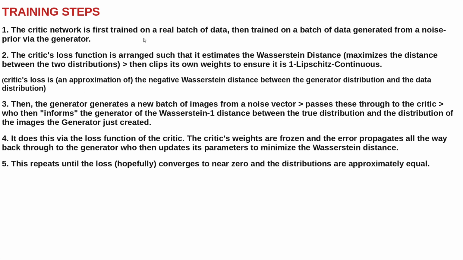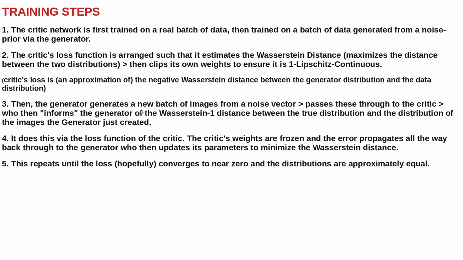First, the critic network is trained on a real batch of data, then trained on a batch of data generated by the generator. Then the critic's loss function is arranged such that it estimates the Wasserstein distance. That is, it maximizes the distance between the two distributions, one coming from the real images and one from the fake images. Then it clips the critic's own weights to ensure it is one Lipschitz continuous.